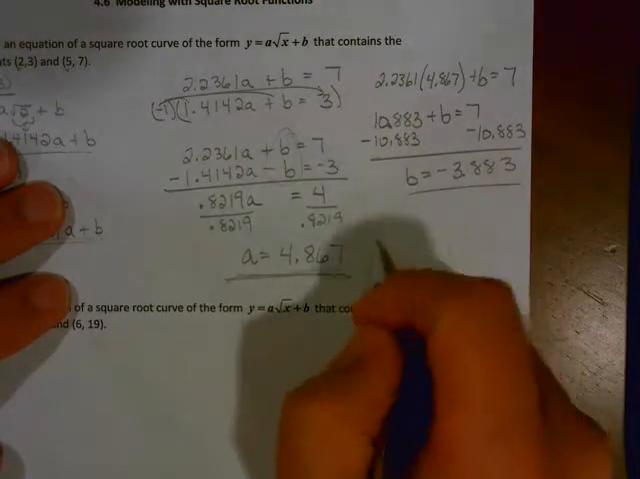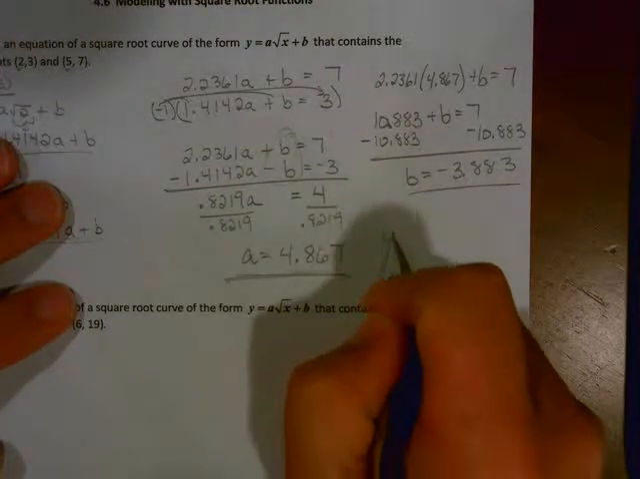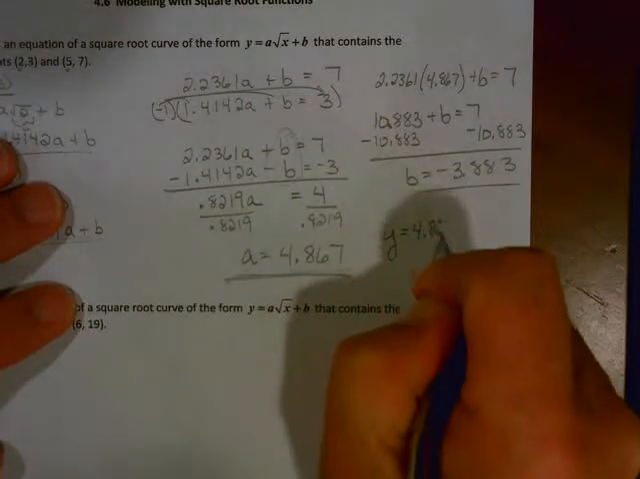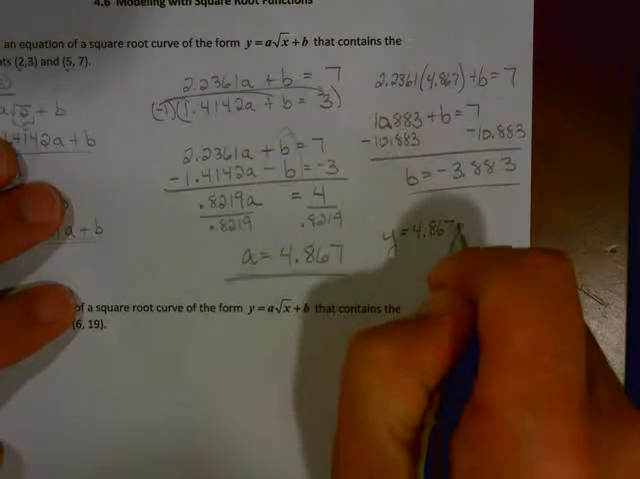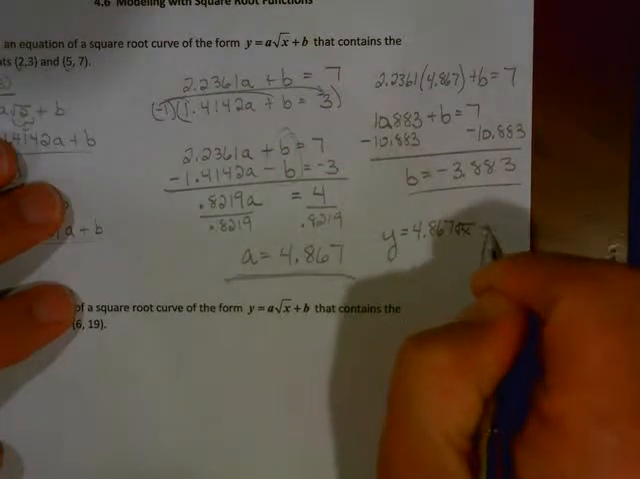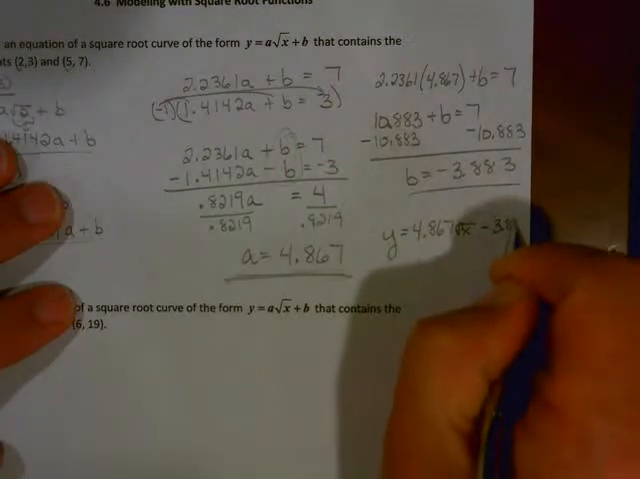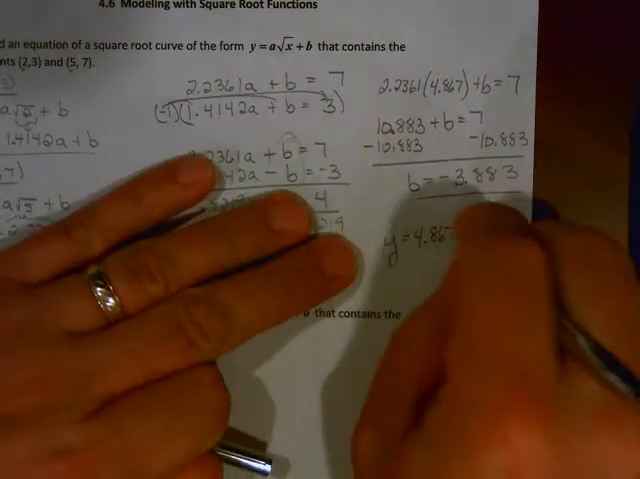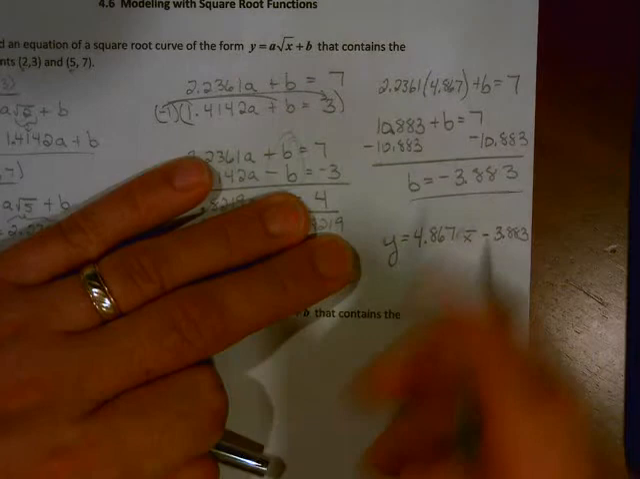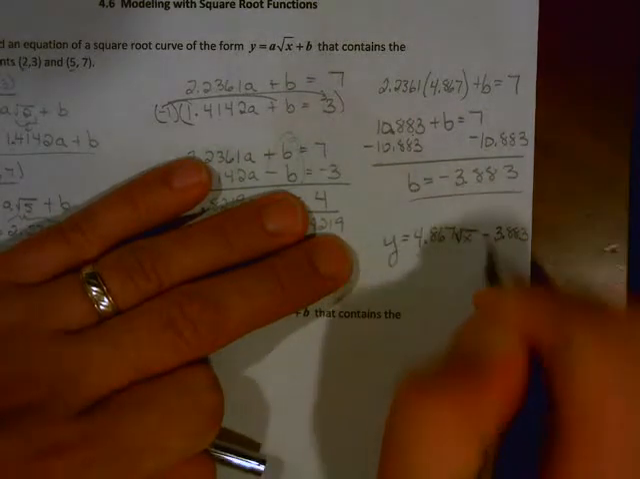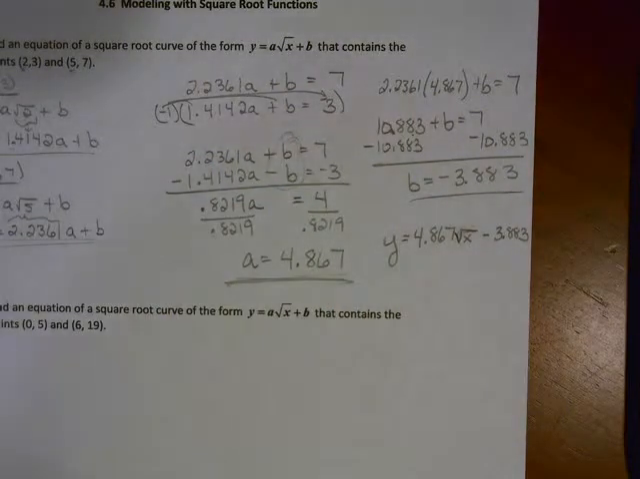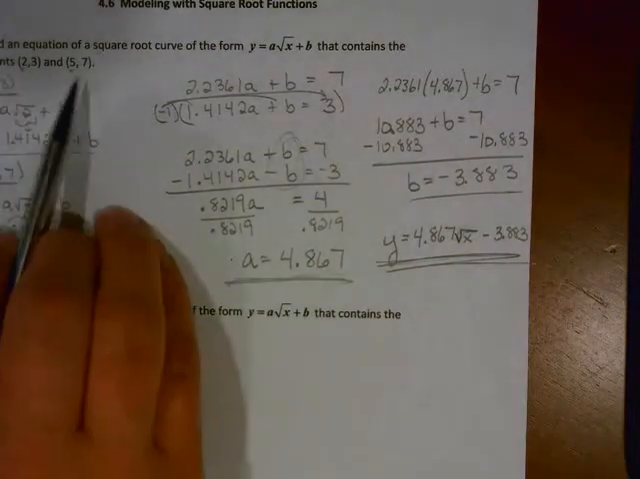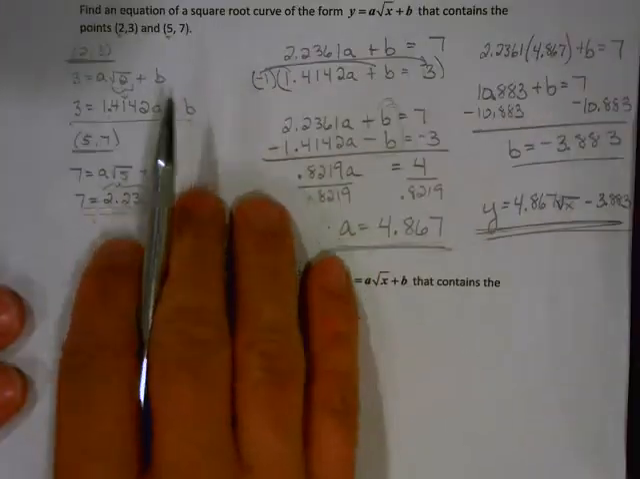So here's our b. So our y now, y is roughly 4.867 square root of x minus 3.883. Just to make that square root nicer, square root of x. So here would be our model containing those 2 points.